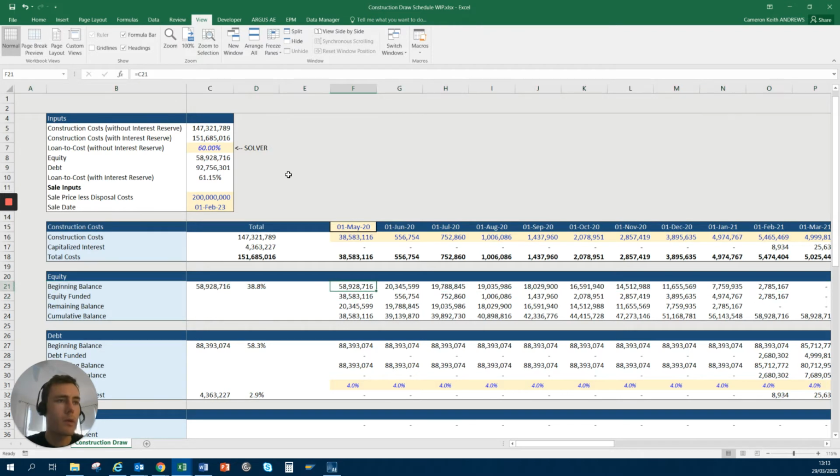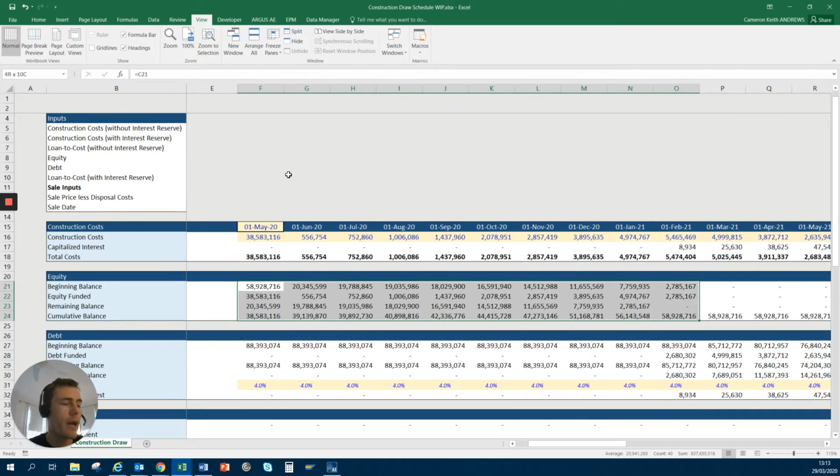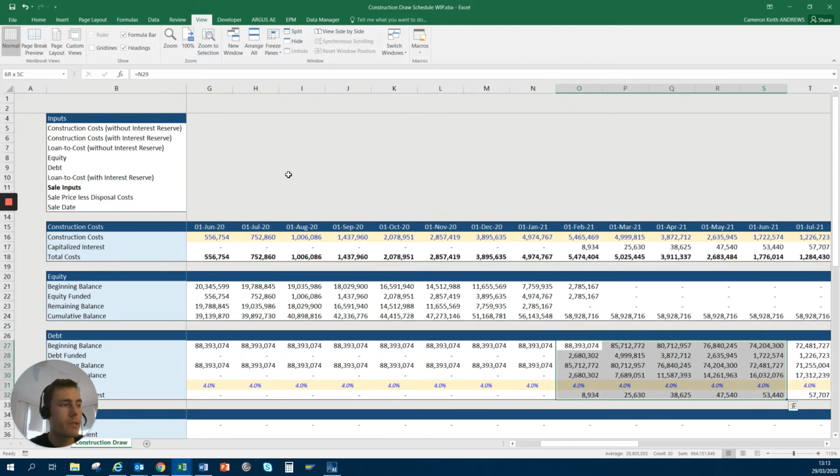At our beginning equity balance, you've got your equity requirements, which is basically your construction draws, and of course your remaining balance left to be used. You'll see that, as is expected, equity gets used up first, and not until, call it a year down the road, do we actually start to use the debt that we're given.